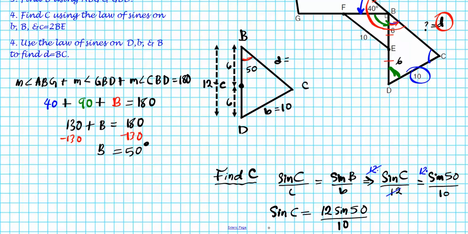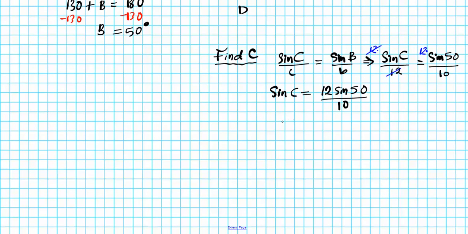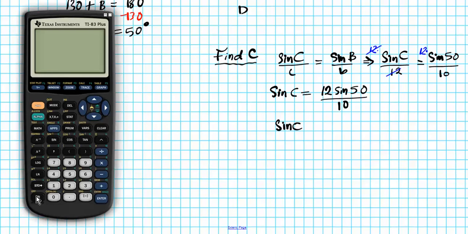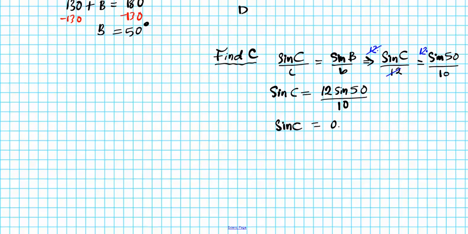Okay, so let's plug that into our calculator and see what sine C is equal to. So we have 12 sine 50 divided by 10. Enter. So we have 0.9193. Okay, so sine C is 0.9193 to 4 decimal places.